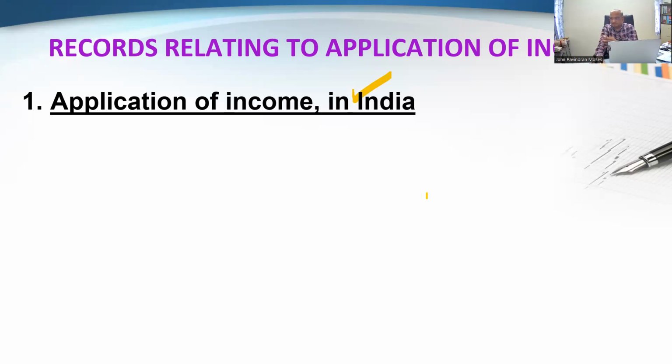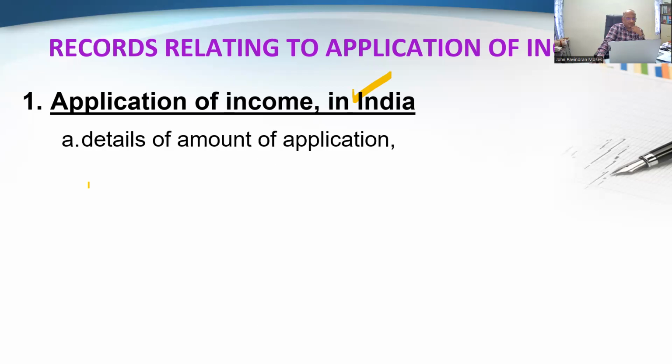Yesterday when I talked about it, I very clearly said that your income needs to be applied within India. You cannot apply income outside India. That is one of the conditions for exemptions. So you need to apply the income in India. When you apply the income in India, you are expected to maintain a record related to application of income.